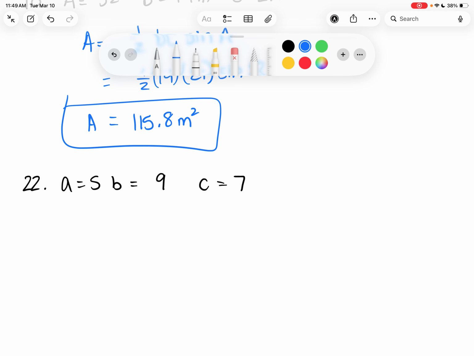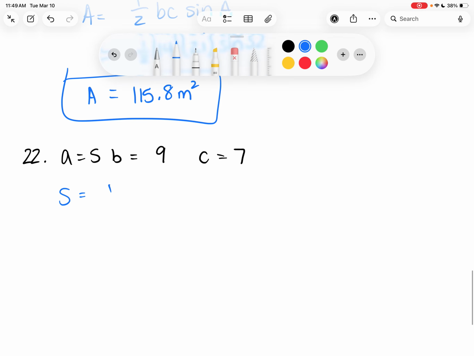So the way we wrote our formula up at the top is, well, we kind of just wrote it backwards. We need to find S first. So S is 1/2 of the sides added together, so 5 plus 9 plus 7. And do not round this number, okay? It's a 0.5, so don't round.